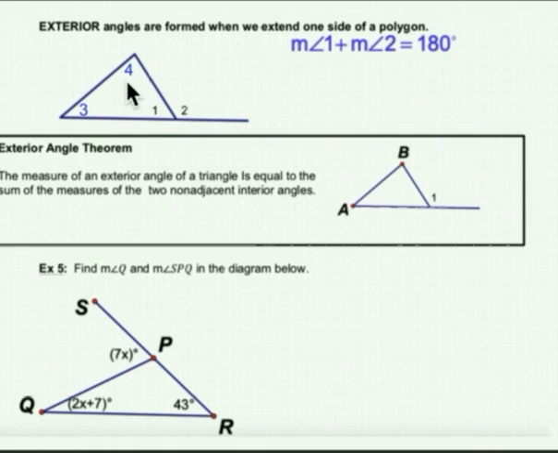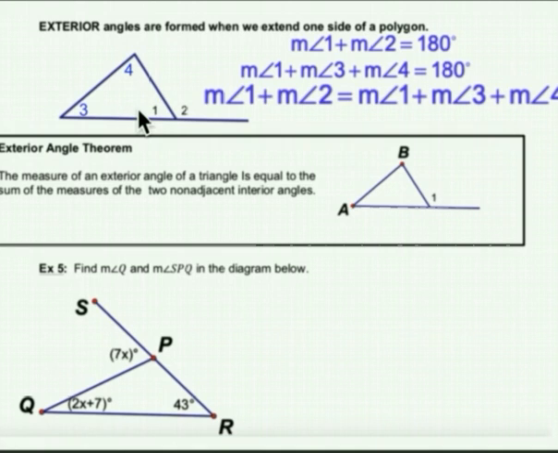Using the triangle sum theorem, I also know that these three angles also add up to 180 degrees. That means that the sum of these two angles is equal to the sum of these three angles combined, because both sums equal 180. If I subtract the measure of angle 1 from each side of this equation, I'm left with just that the measure of angle 2 equals the measure of angle 3 plus the measure of angle 4. And that's really the exterior angle theorem.